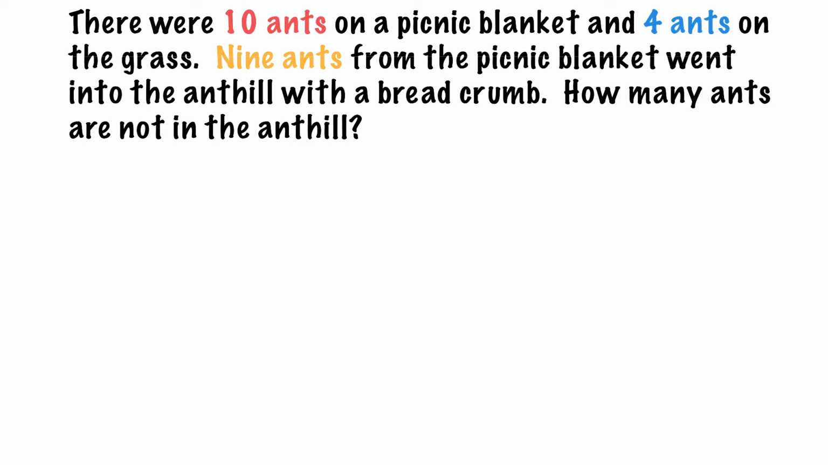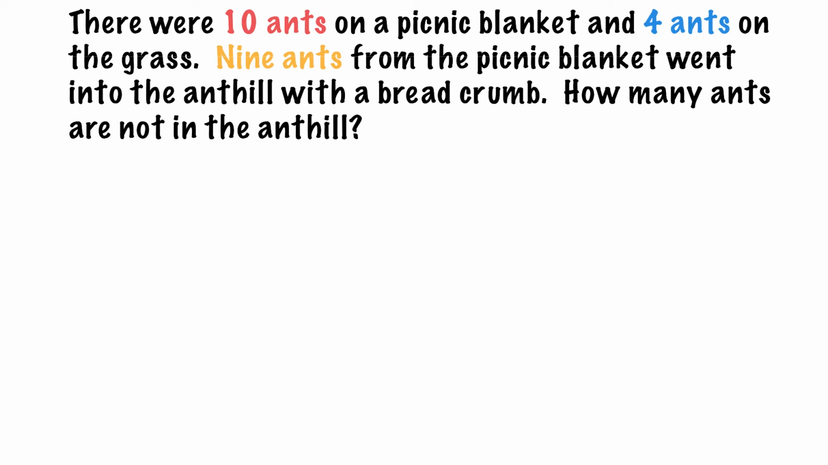Okay, so it looks like we're going to have more subtraction here because it says 9 ants from the picnic blanket went into the anthill. So that means that they went away. They aren't there anymore. But we have 9 that went away. We don't know what we're going to subtract that 9 from yet, do we? So we have to do that first initial step to find out how many ants we have in total, so then we can subtract those ants that left.